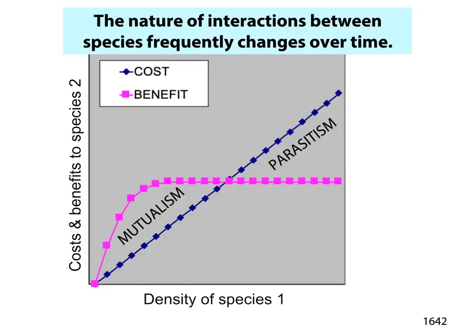So what I'd like you to realize, based on this figure, is that the relationship between species can change frequently over time. Okay, when the costs and benefits start to shift, your relationship can go from a mutualism to a parasitism as far as the impact on your second species.